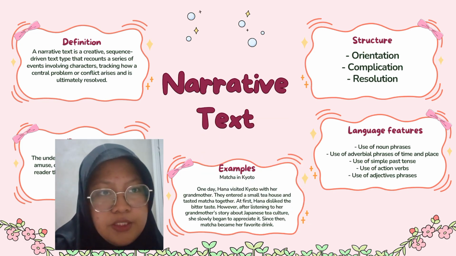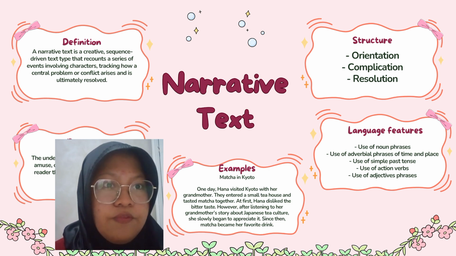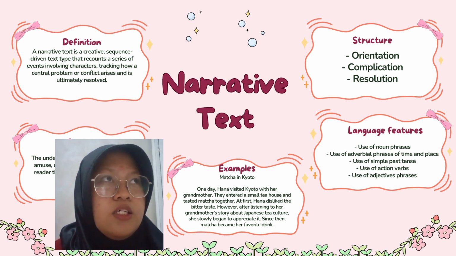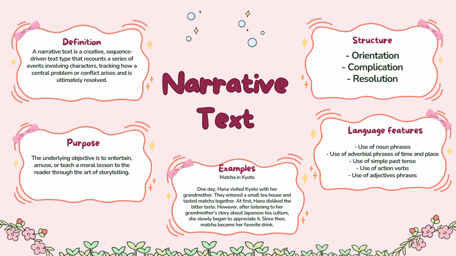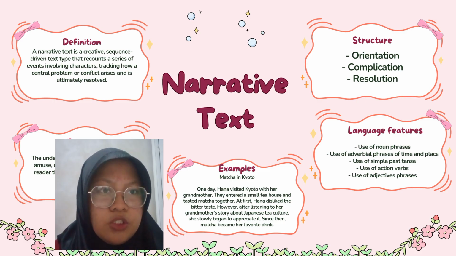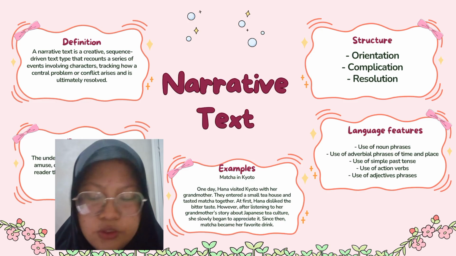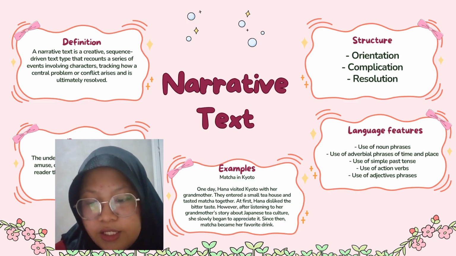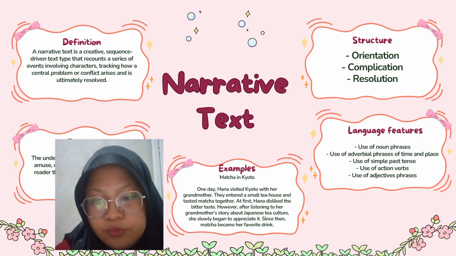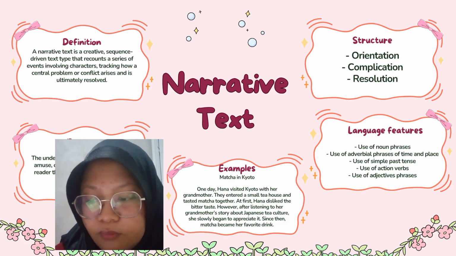And then for the example here, there are a variety of examples of narrative text. A novel is a narrative text. A short story is a narrative text. It's a text that tells you a story and it has orientation, complication, and resolution. Those are narrative texts. The example that I use in this video is Matcha in Kyoto. Okay, let's analyze this text first.